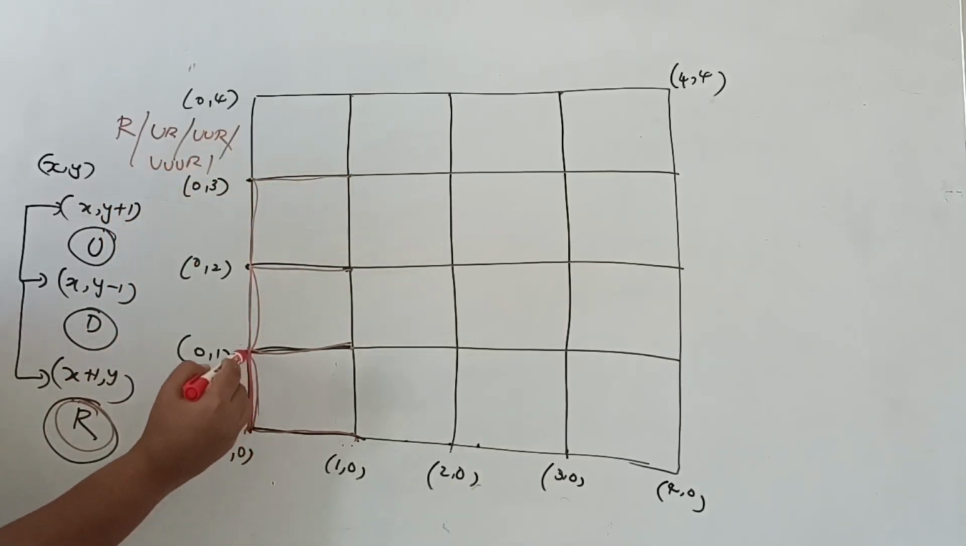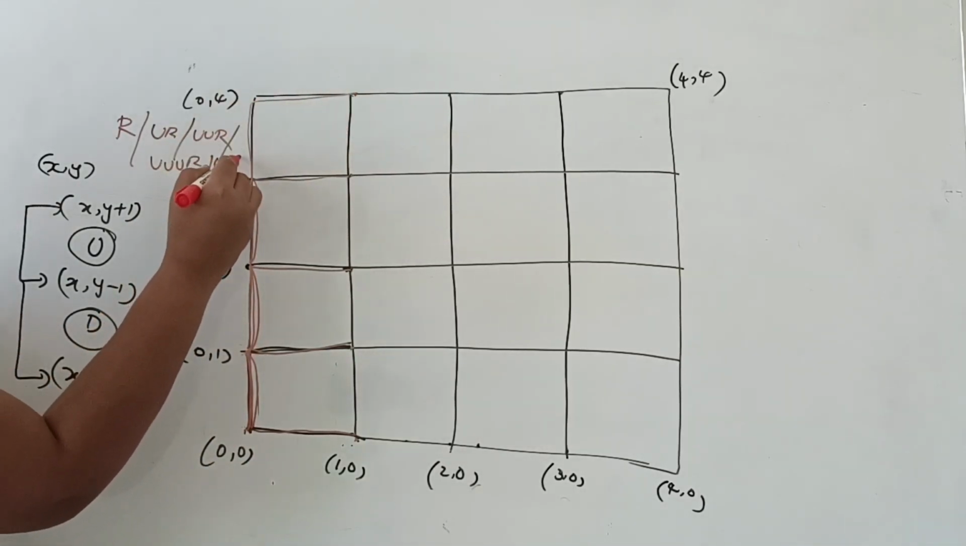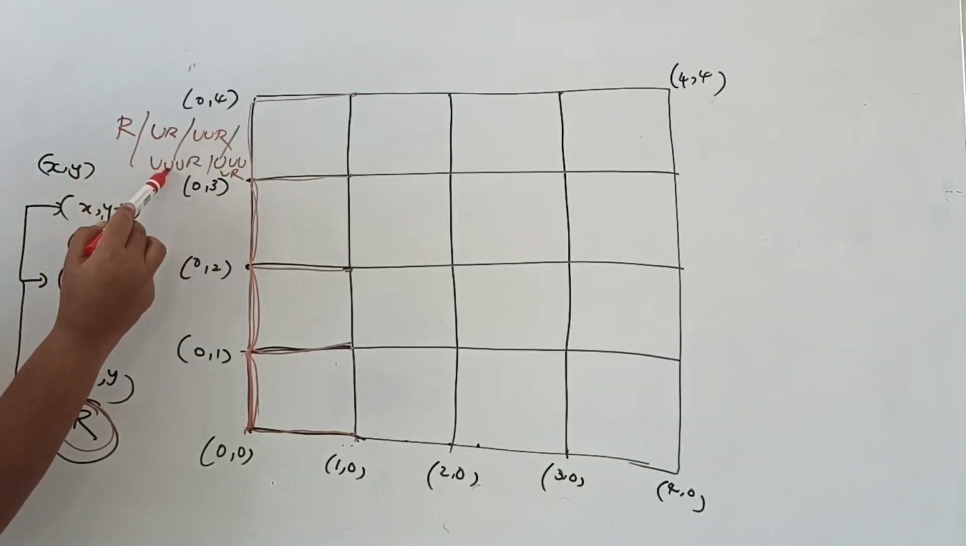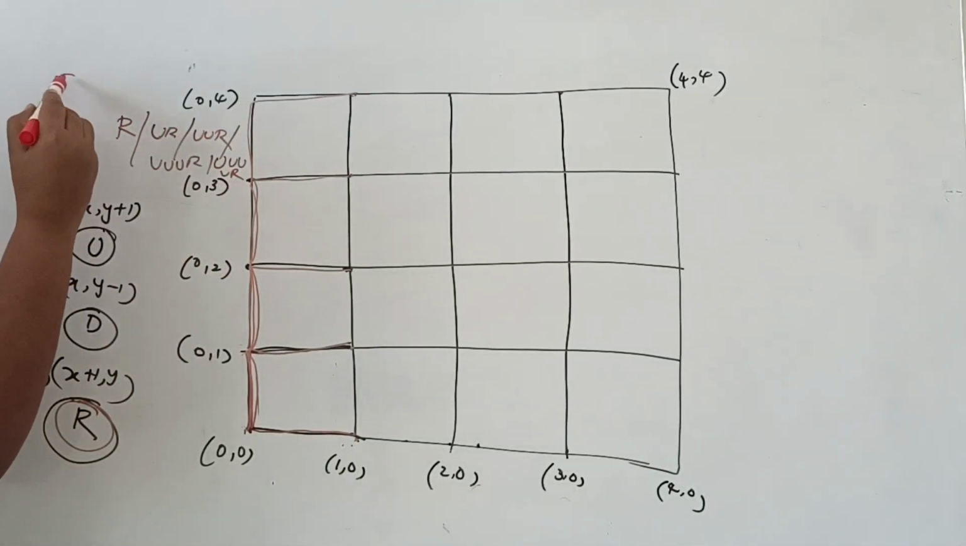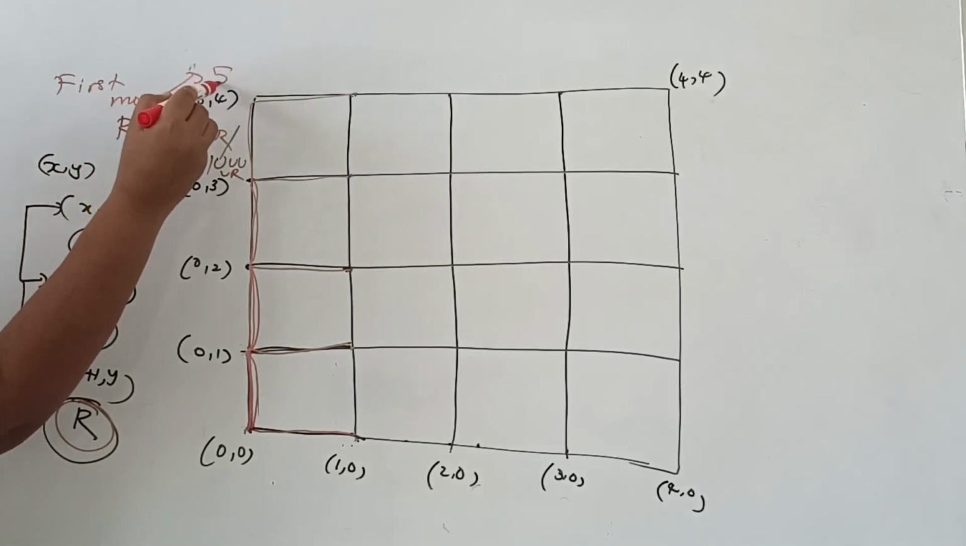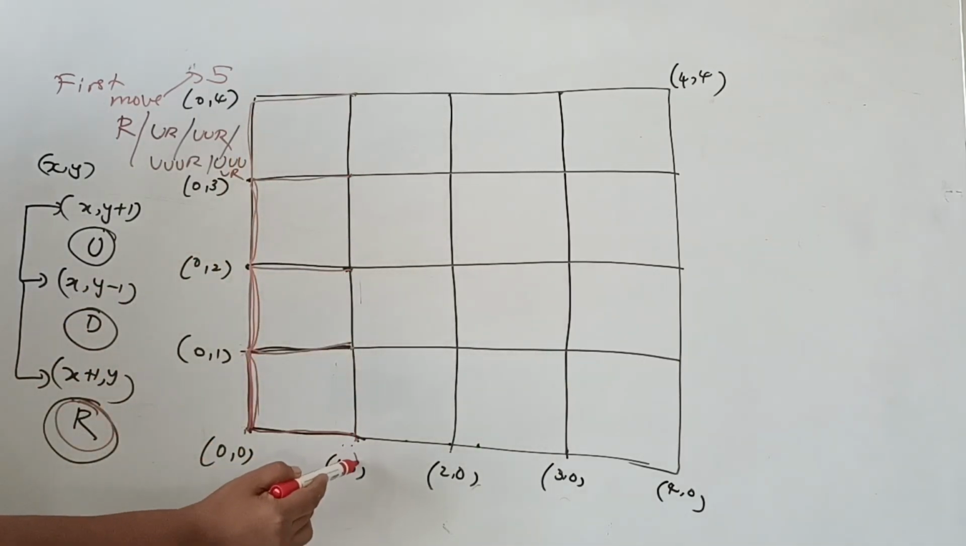Or he can move up 1, 2, 3 and 4 and then right. So how many ways? 1, 2, 3, 4, 5 ways. So in the first move, he can make 5 different ways in order to reach this particular vertical line.